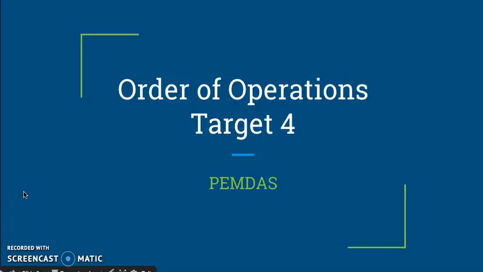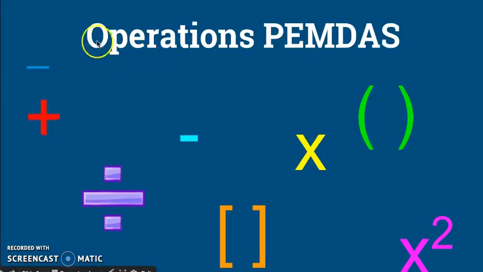Hi students! Today we're looking at Target 4 vocabulary, which is Order of Operations. You may know it as PEMDAS from elementary school or from 6th grade. So let's take a look at the vocabulary around PEMDAS. First, we want to look at this word operations.